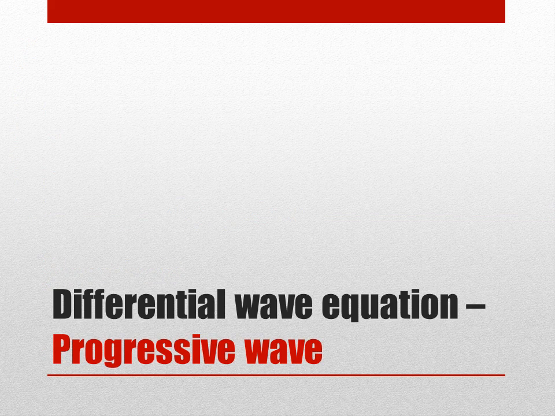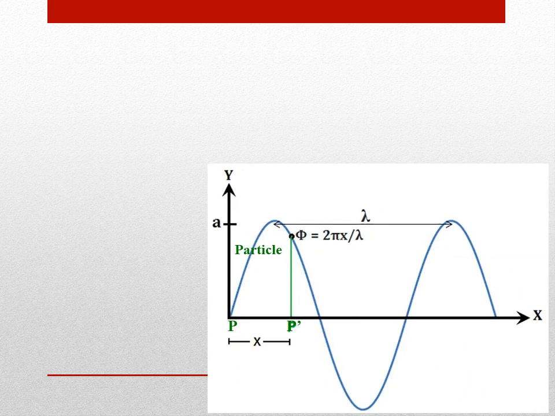We now move on to obtain the differential wave equation for a progressive wave. Let us consider a plane progressive simple harmonic wave originating from the origin P and travelling in the positive x direction as shown in the figure. As the wave propagates, each successive particle of the medium is set into simple harmonic motion.